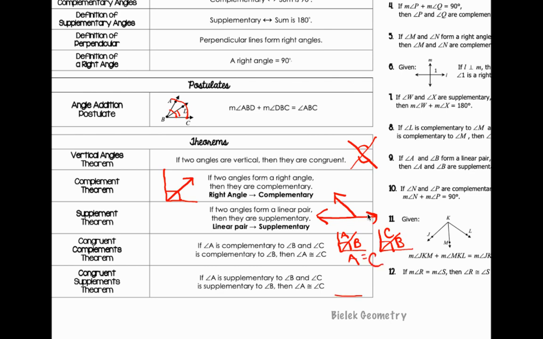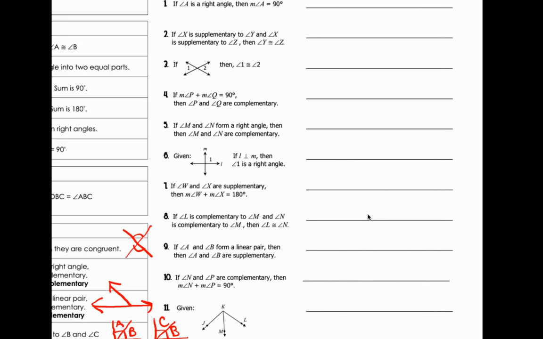Same thing goes for supplementary. So if we have A and C, and then we have B and C, where C is the same angle, then A has to equal B. So those are our new theorems, postulates, properties, definitions.